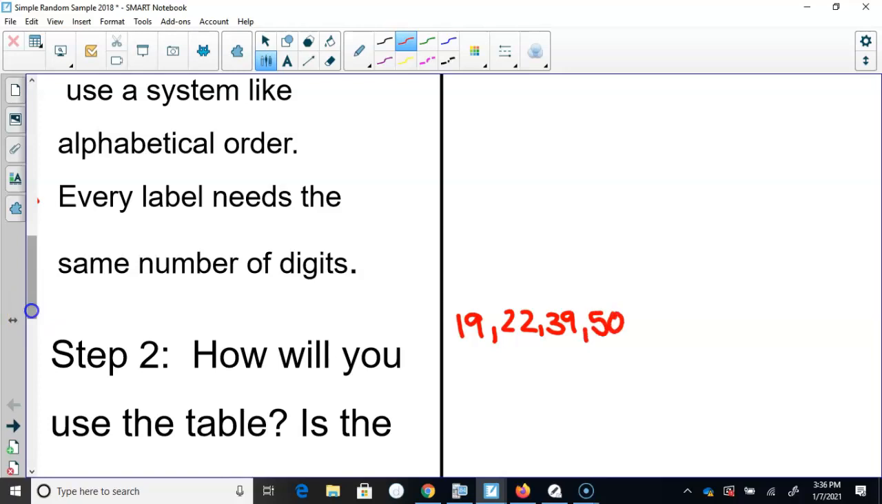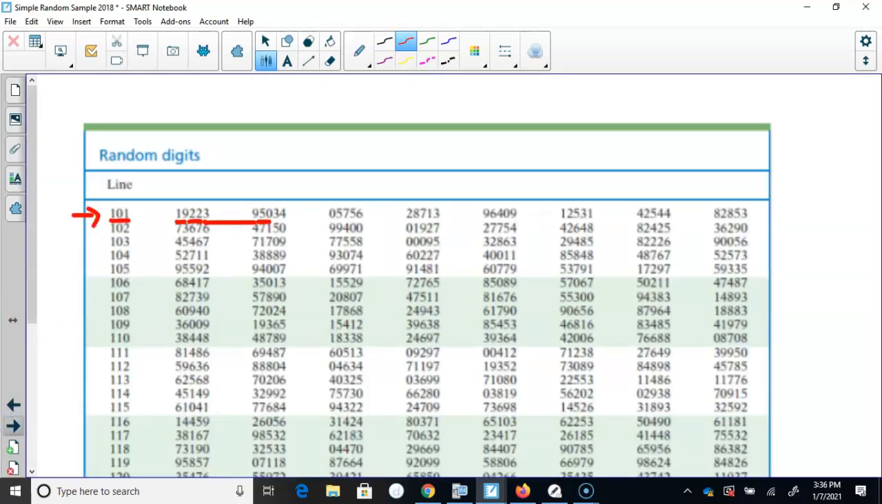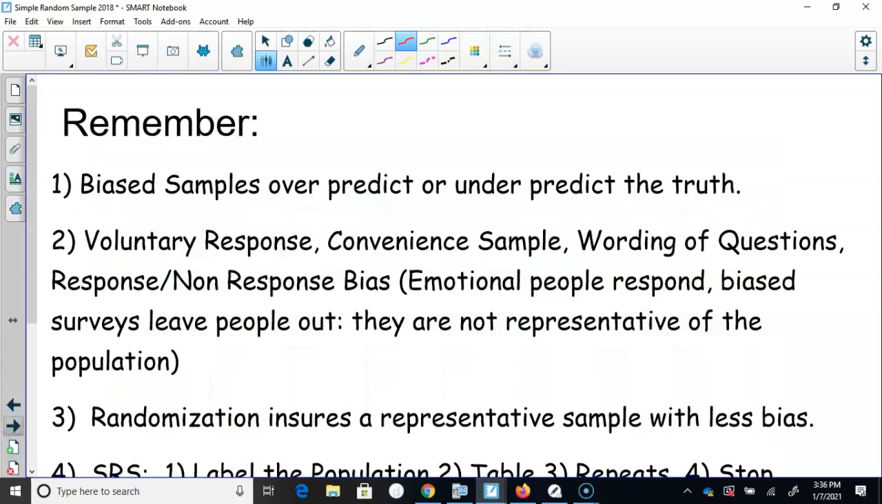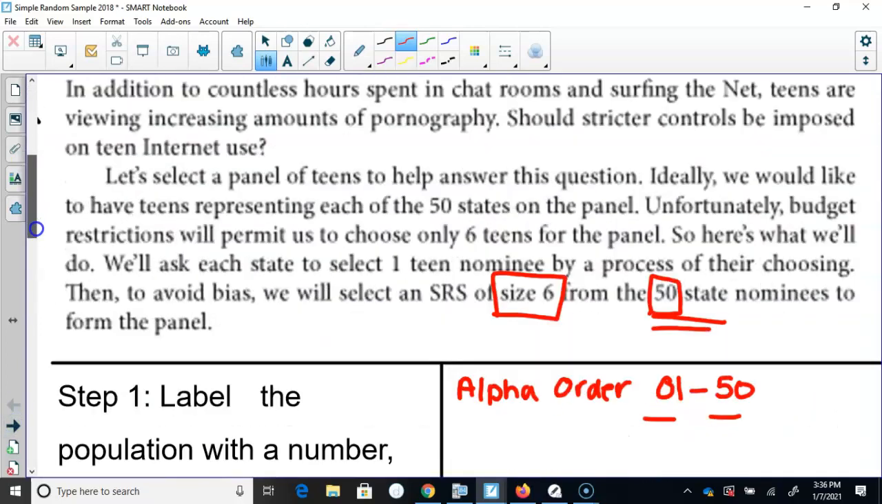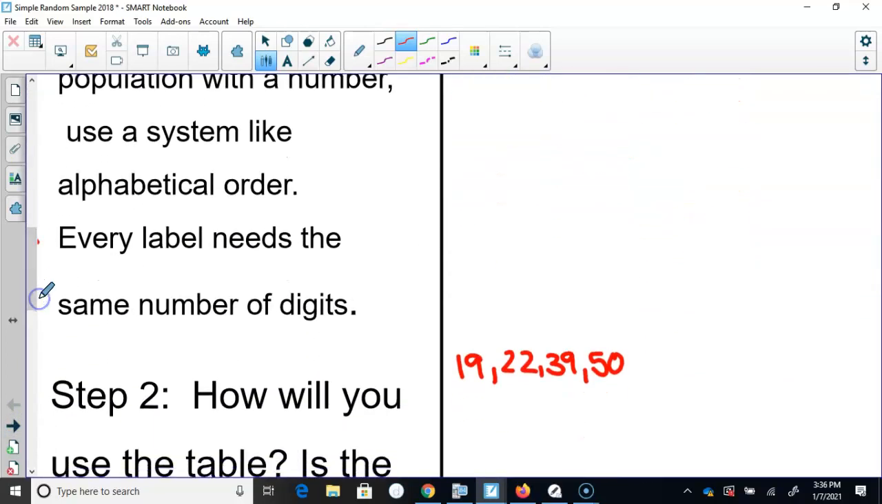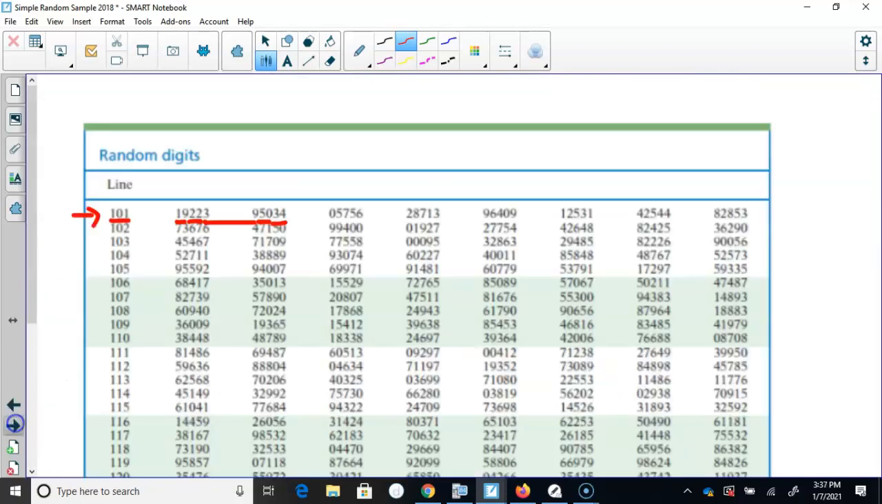Okay, how many more times? I need 2 more times. Now we have 34. Is that person part of our sample? Yes, 34 is part of our sample. And I go up, down, and I say 34. I need 1 more, okay? 1 more, 5, 05. Is that person part of our sample? Yes, it is.